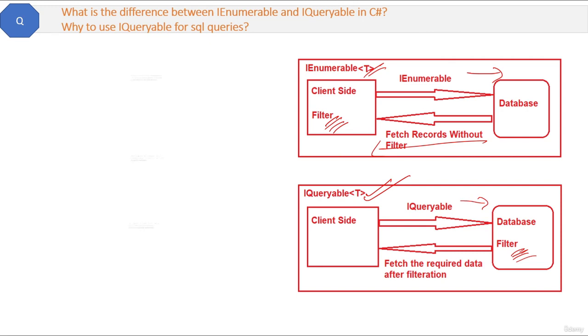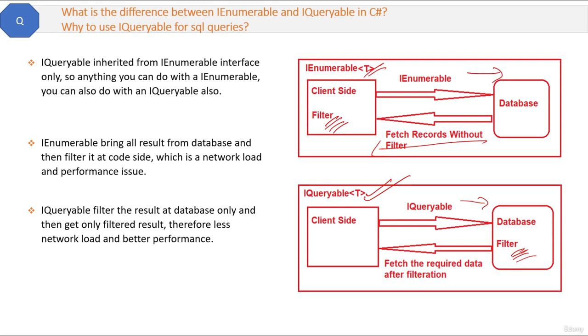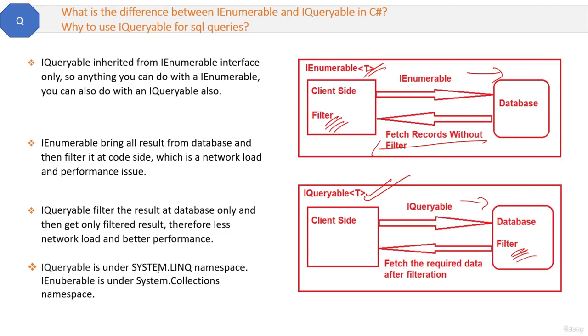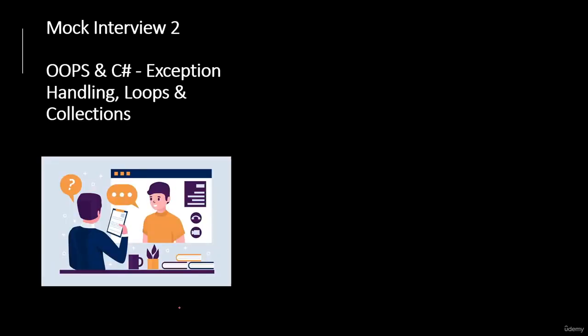All the points I have explained are written here only, so that later anyone can refer to this PowerPoint for revision purposes. One more point, IQueryable is under the System.Linq namespace, whereas IEnumerable is under the System.Collections namespace. That is all about IEnumerable and IQueryable.